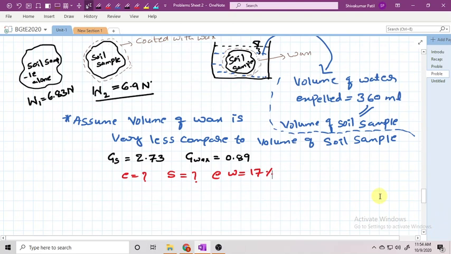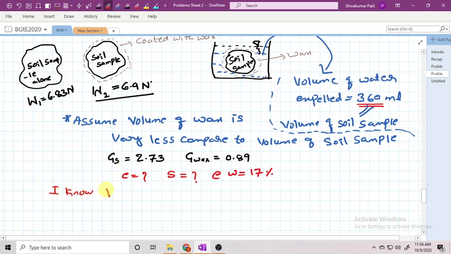So how can we proceed? We can proceed like this. What is the weight here? The weight of soil I know, and the volume of soil also I know. How do I know the volume of soil? By immersing the soil sample inside the water and measuring how much volume of water is expelled out. Due to that immersion, around 360 ml of water is expelled. Now I know.